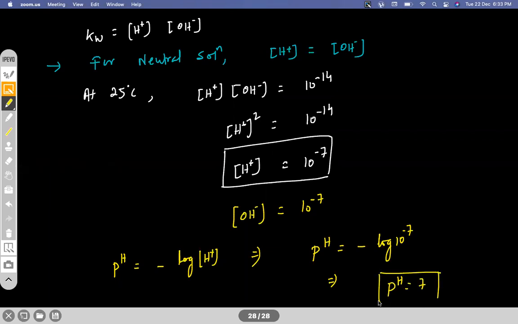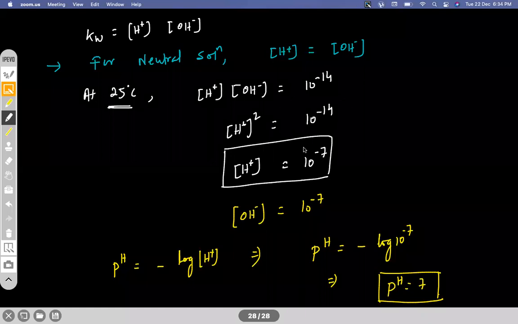So whenever we say pH equals 7, this 7 is at 25 degrees Celsius, understood? It's not like a neutral solution will always have pH value 7. It can be more or less depending upon what temperature you are taking. If you take 80 degrees Celsius, then H plus concentration would be 10 to the power minus 6.5. We have 13 over here, no? You need to solve this, you'll get H plus concentration, and accordingly you'll find out pH.